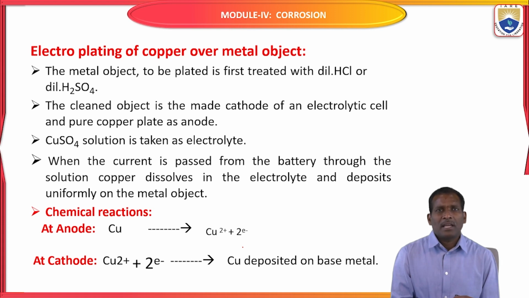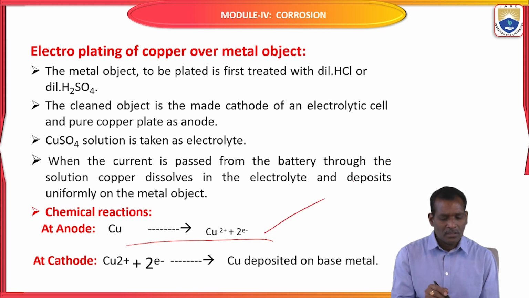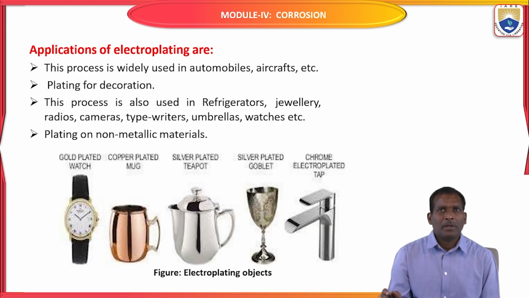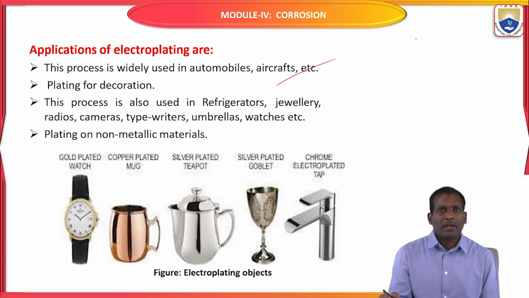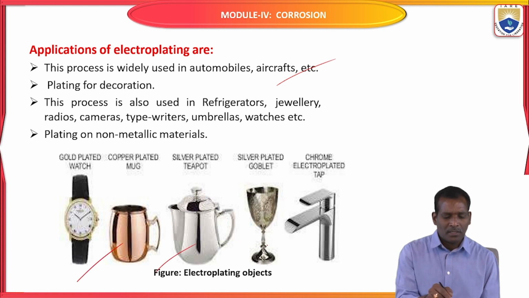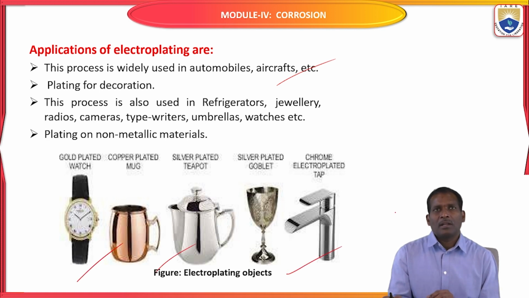Next, the chemical reactions at the anode are shown in this equation, and at the cathode the copper deposits on the base metal. The applications of electroplating are shown here. This process is widely used in automobiles, aircraft, etc., and for decoration. It is also used for refrigerators, jewelry, radios, cameras, typewriters, umbrellas, watches, etc. All these items are coated with the help of this electroplating process.